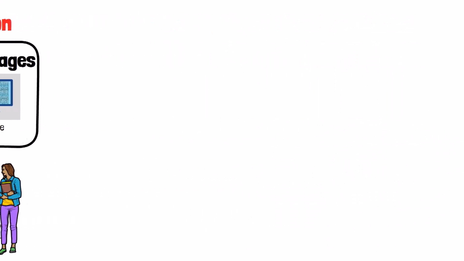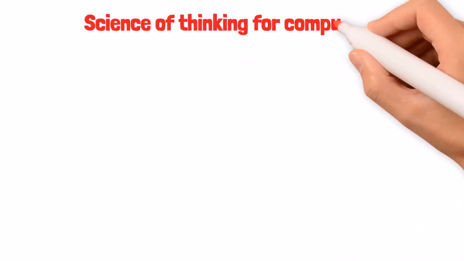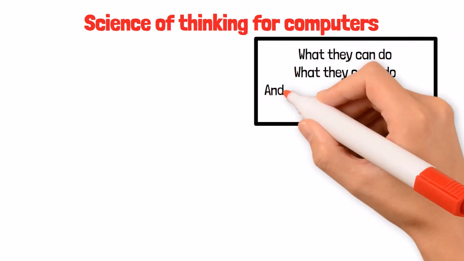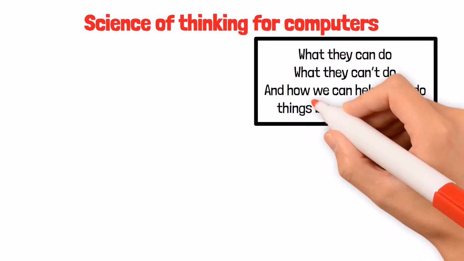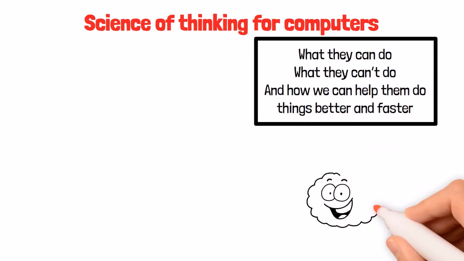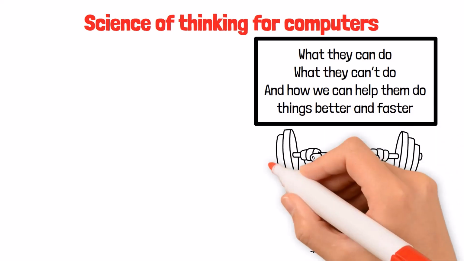In simple words, the theory of computation is like the science of thinking for computers. It's about what they can do, what they can't do, and how we can help them do things better and faster. If you're a curious student, a future coder, or just someone who loves solving puzzles, this subject will help you sharpen your brain like a sword.